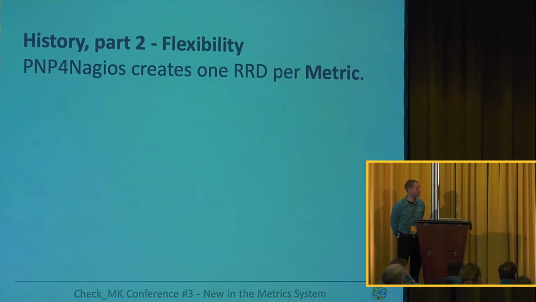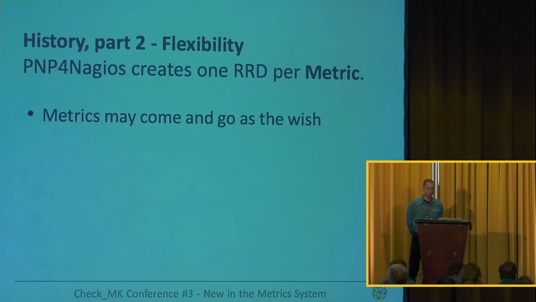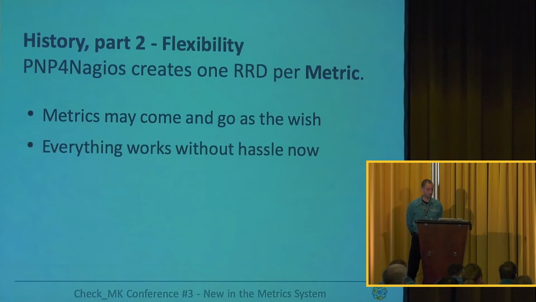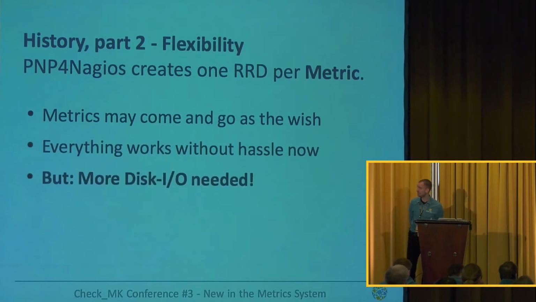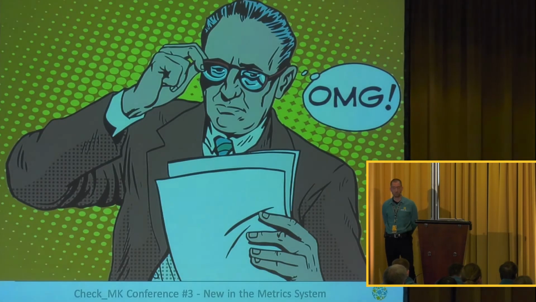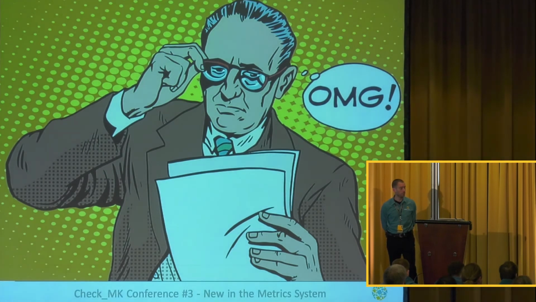So what we did, add flexibility. We said, well, then per metric we create our own RRD. So with a new metric, new RRD, everything works. Metrics can come and go, easy, everything works, but this needs a lot more disk I/O because the metrics now are distributed more widely over more blocks on the hard drive. So this also leads to problems if you have a large installation. I mean, disk is mostly being consumed by metrics with Checkmk. So this solution is something that works, but performance-wise, it's not perfect.